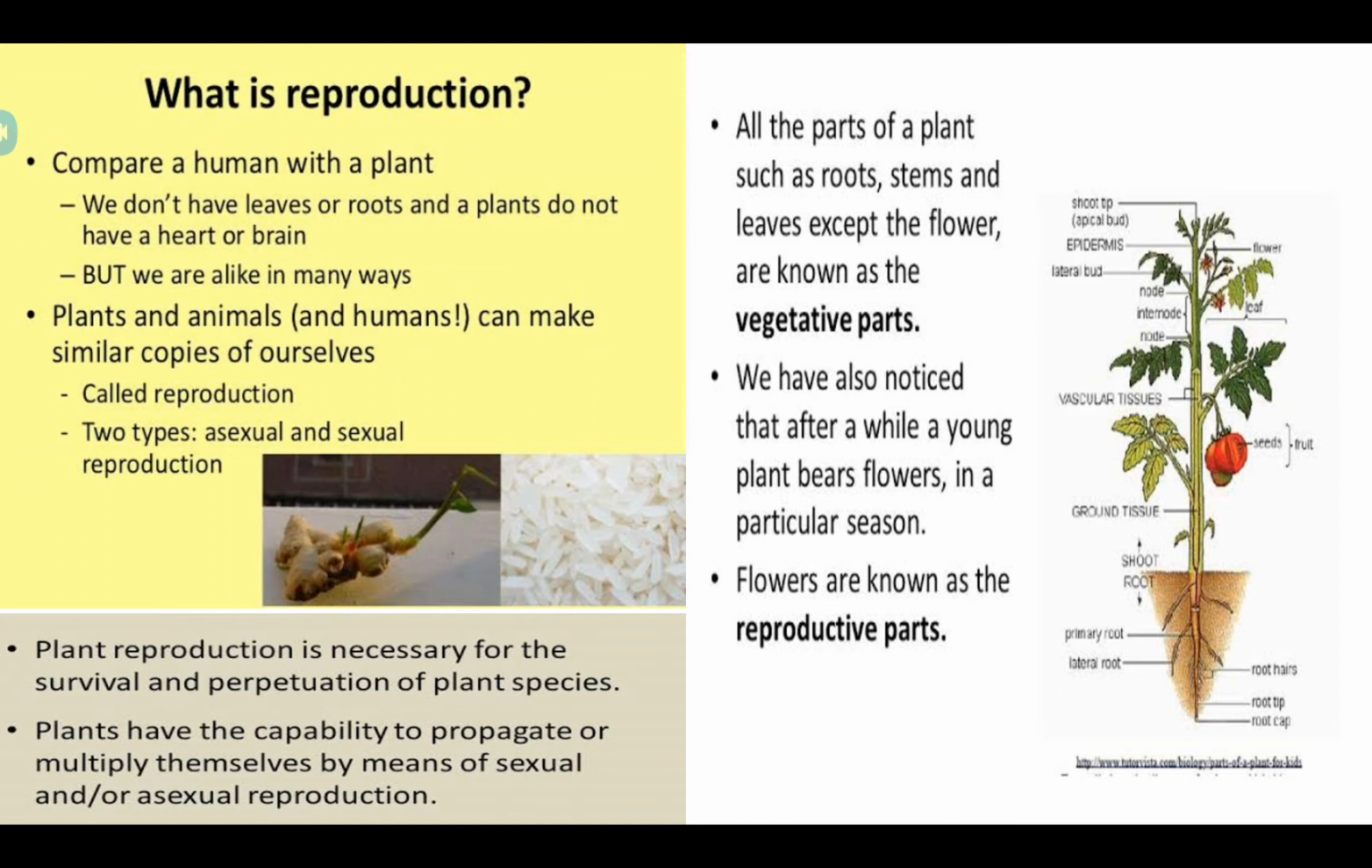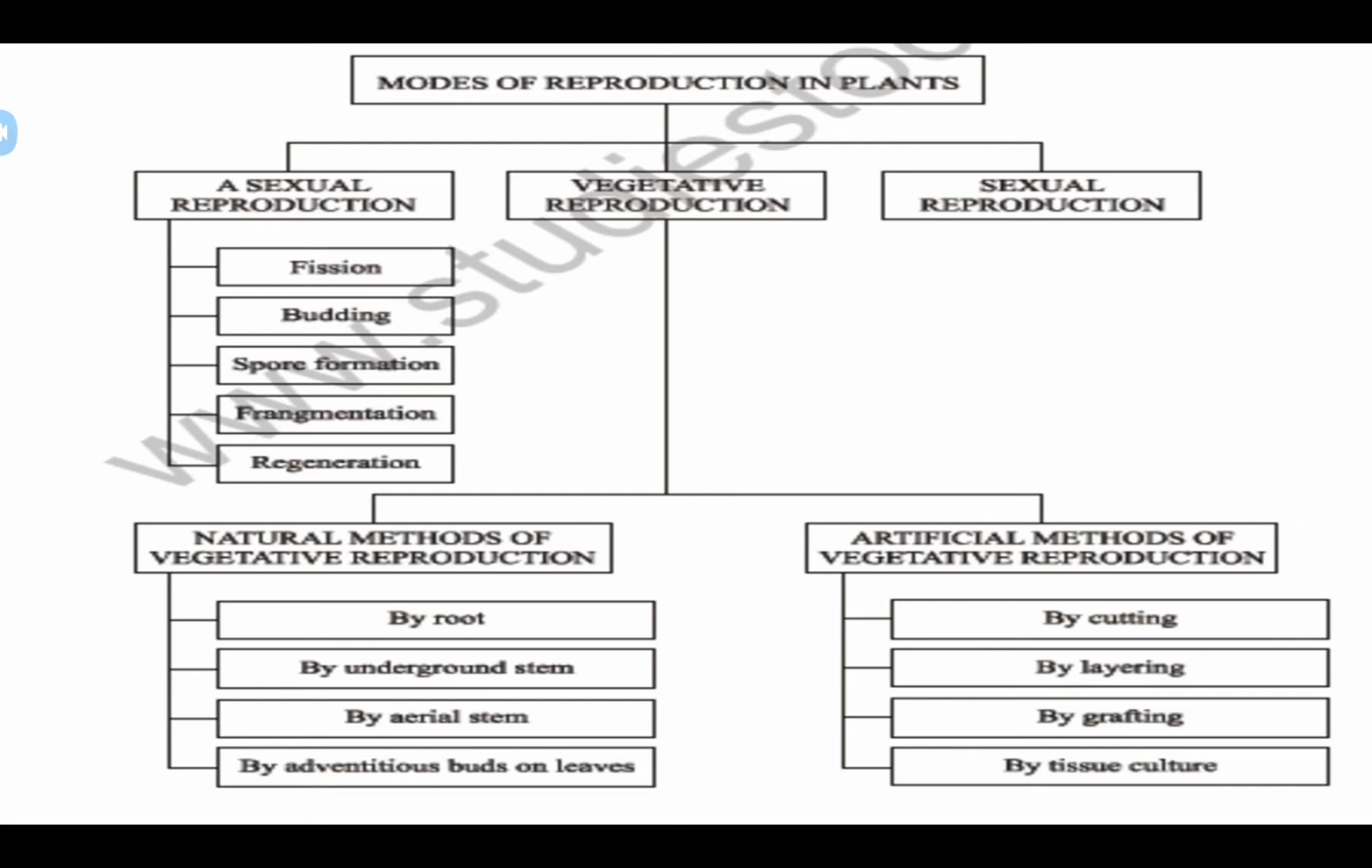Especially you can enjoy mango fruit, especially in the summer season. After eating, you can discard the seeds. Again, these seeds germinate and form a new plant. So what do you understand from here? Flowers are known as the reproductive part of a plant.